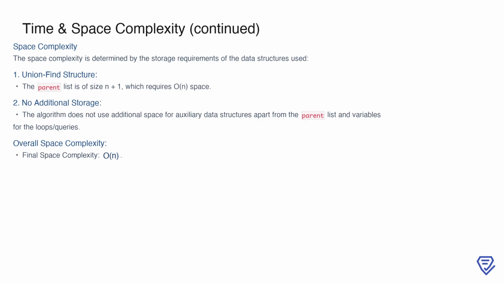Shifting focus to space complexity, the primary factor to consider is the storage requirements of the union find structure. The parent list, which tracks the nodes' relationships, has a size of n plus 1, leading to a space requirement of O(n). Beyond this, the algorithm does not rely on any additional data structures, apart from variables used for the loops in query processing, which do not contribute significantly to the space usage. Thus, the overall space complexity of the solution is O(n), making it very space efficient.